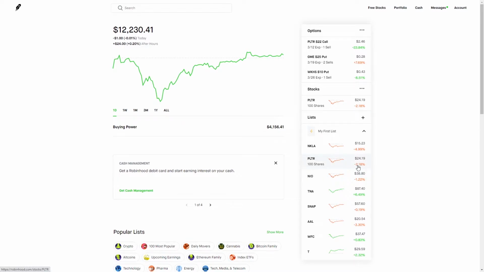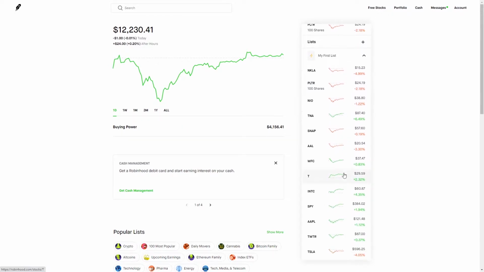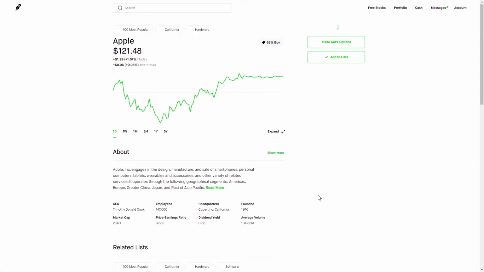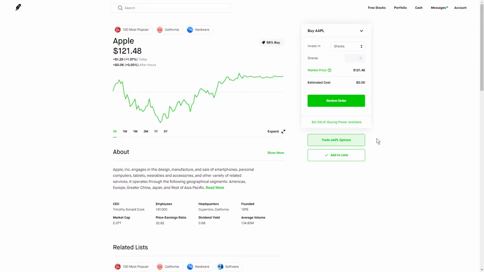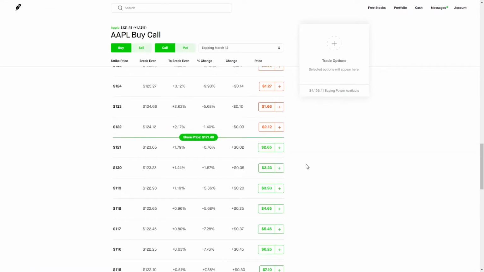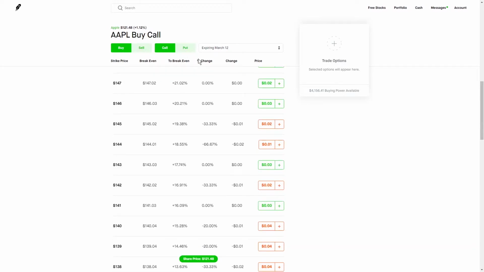So we can go ahead and take a look at an example of the options chain. For this example, we will be using Apple. You go into the stock ticker, and over here you will see an option that says trade Apple options. Click this and it will bring up the options chain. Right now we are on buy calls, and we can also buy puts. For this video, we're just going to be buying calls and puts. We won't be going into advanced option strategies, which is where we will be selling calls and puts, but we will be buying these options on Robinhood.